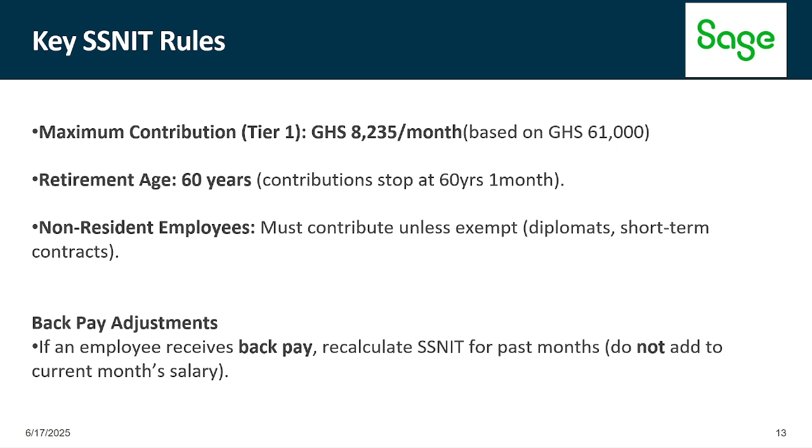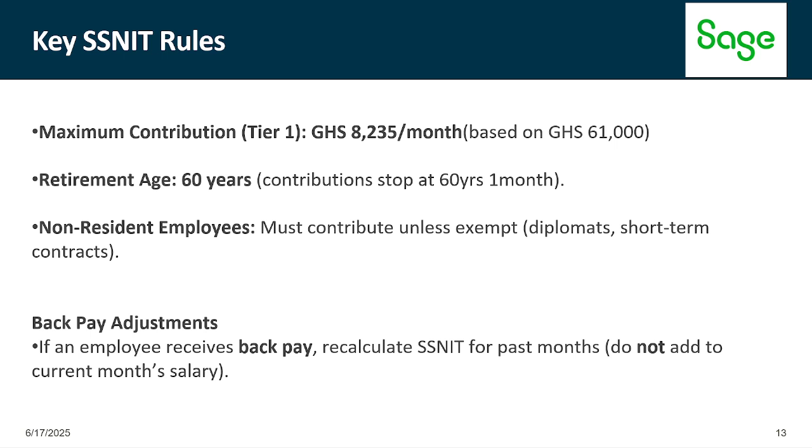Okay, retirement age in Ghana is 60 years, 1 month. If you are 60 years and 1 month, you must stop contributing to SSNIT. Non-resident employee must contribute unless exempt. Those that are diplomats or on short-term contracts are exempt from contributing. But if you are just an expatriate working in Ghana, you must pay SSNIT.